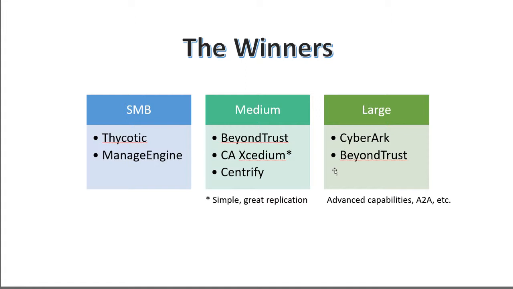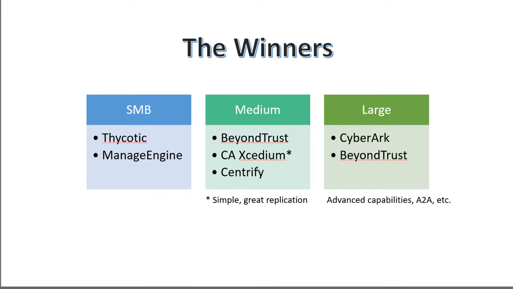Now, in terms of what I think will be the winners, for small business I would probably select Thycotic and ManageEngine. For medium business, I would probably go with BeyondTrust or CA and Centrify. For larger businesses or enterprise, we would probably look at CyberArk and BeyondTrust. The reason for that is that there are more advanced capabilities and much more powerful controls in CyberArk and BeyondTrust that larger companies might need.